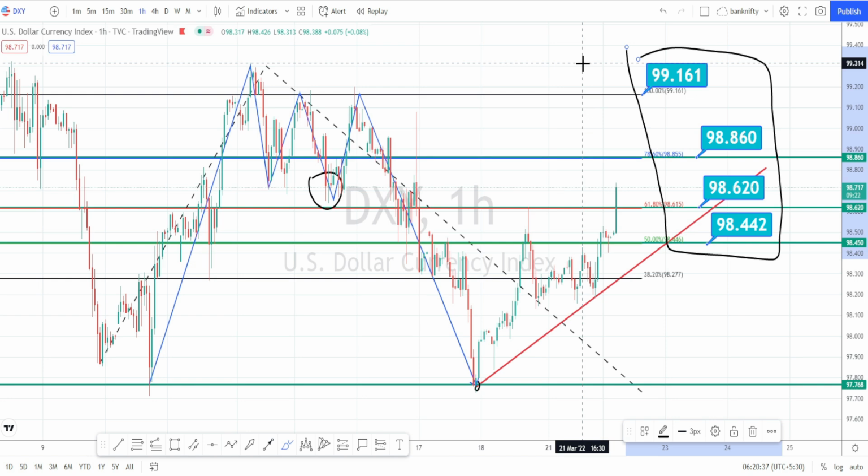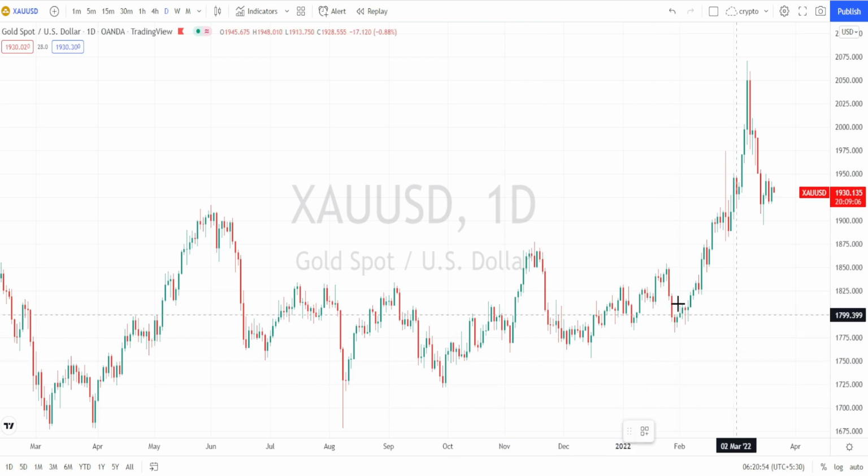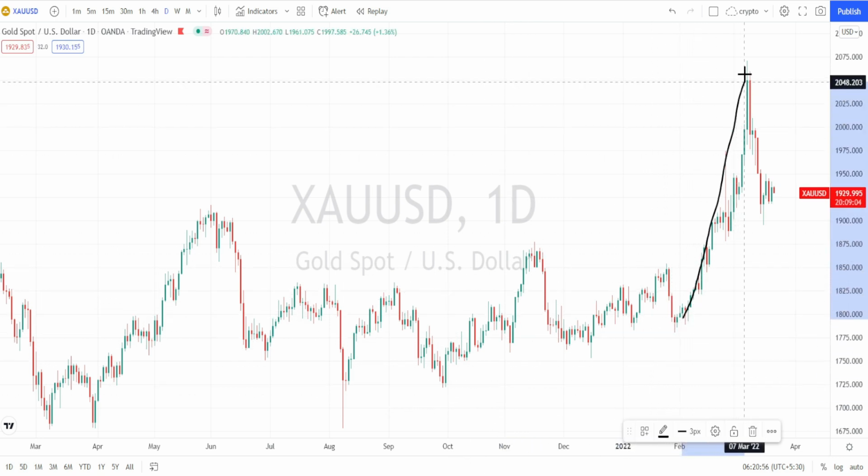Let us start our analysis for gold. I'm in daily time frame of gold. When we look at the price action, from here it started its very nice bullish trend and went up to the level of 2073 and retracement had started.